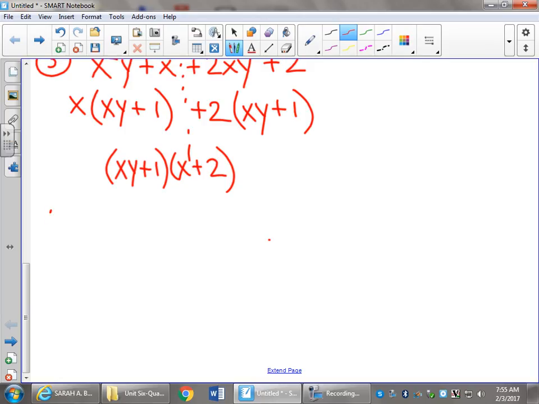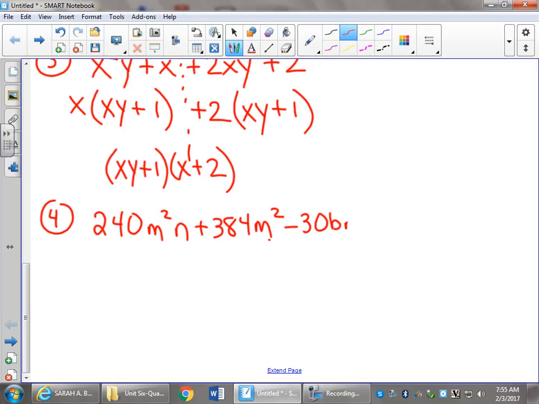One last grouping method. So 240 m squared n plus 384 m squared minus 30 bmn minus 48 bm. So lots of variables going on here.